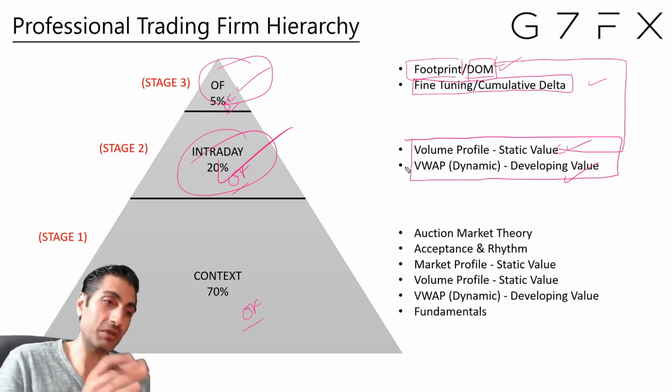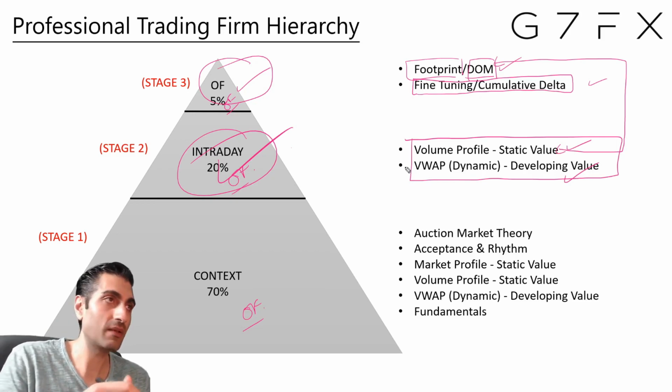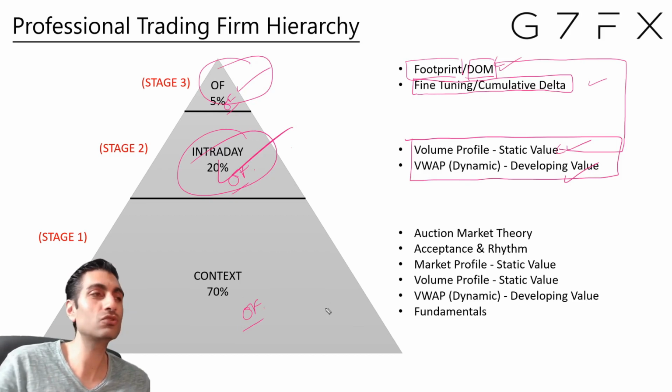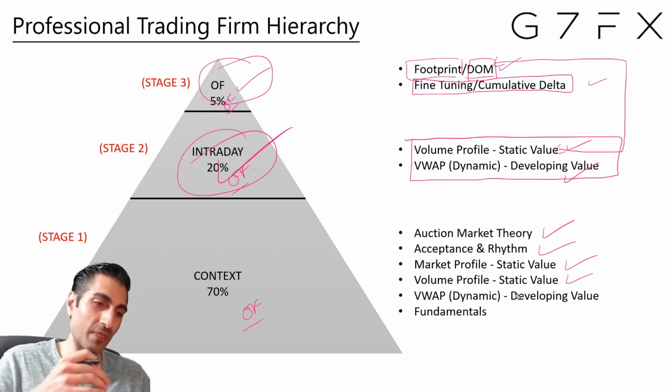So important I mention that, because as I introduce higher time frame VWAPs now, we're going to have all the bands, 0.5, same as what you've been seeing on your day VWAP. So that's covered, all right? And then context, huge amount of work we've done on context in stage 1. Auction market theory, we've looked at acceptance and rhythm in great detail with the VWAP and obviously with the market conditions. Market profile, again, volume profile.